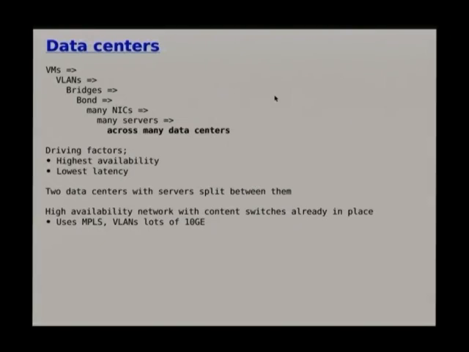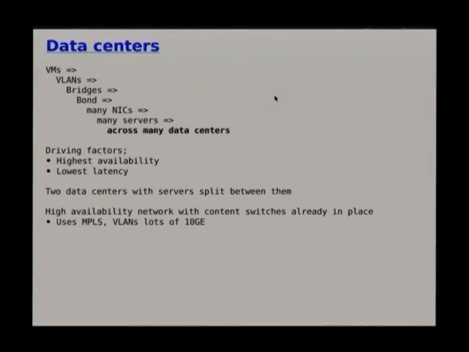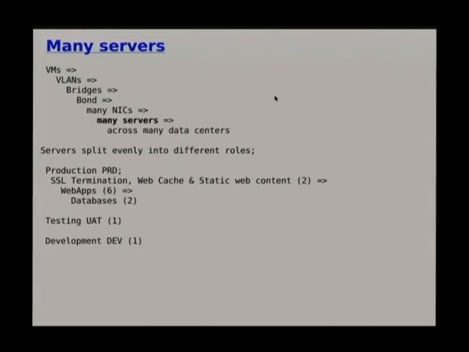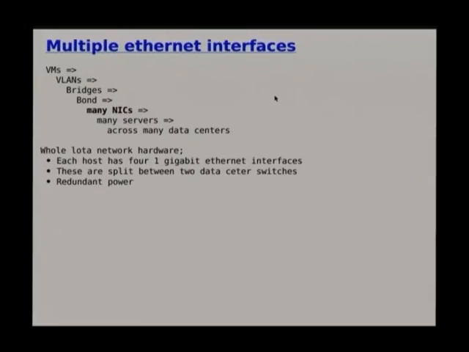Right. So that first thing I had back there, which talks about that little stack of the many data centers. We have the 2 data centers. We use MPLS to distribute our VLANs across 10 gig infrastructure. We bought a dozen servers. So we had 2 machines which do the web cache, SSL, and the static content. We had 6 web app servers, 2 database servers, a dev and UAT machine. Each of those servers has redundant power and redundant networking. The servers are split between 2 data centers.